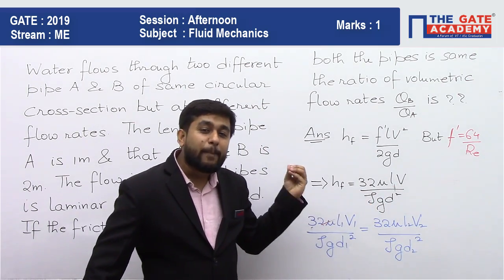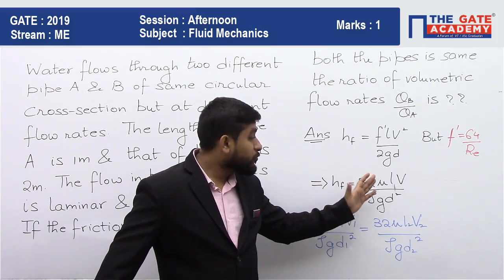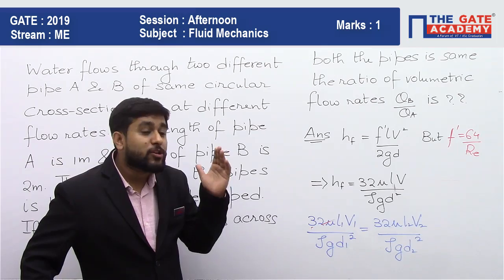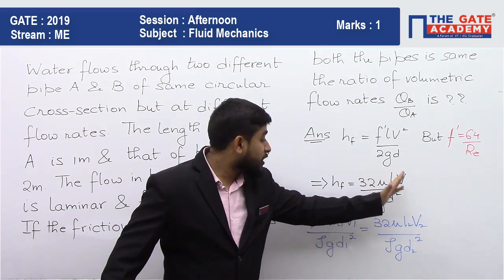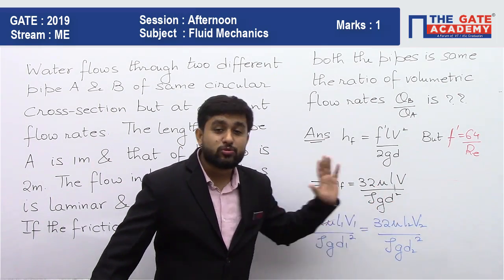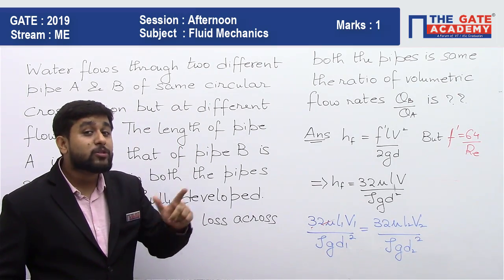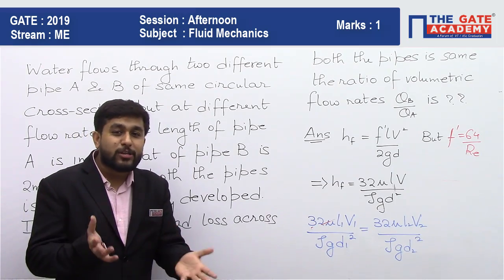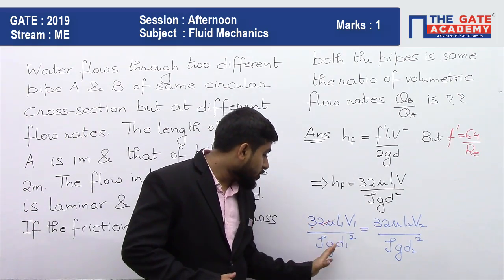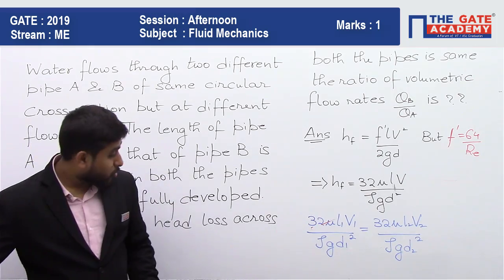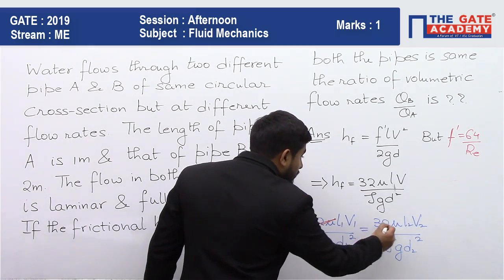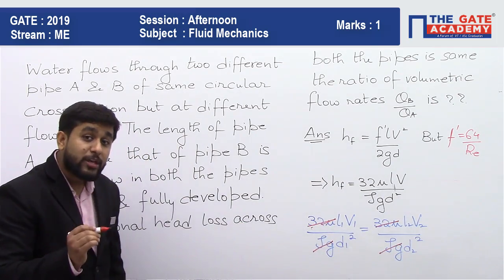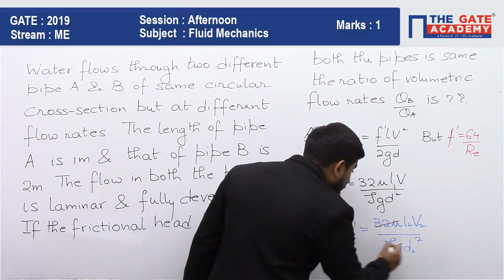So for pipe A, pipe 1, it will be written as 32 mu1 L1 V1 by rho1 g D1 squared. For pipe 2, it will be written as 32 mu2 L2 V2 by rho2 g D2 squared, right? But they are saying for both the pipes head loss are equal, so I have equated them. Now in both the pipes water is flowing, so mu and rho are same. So ultimately 32 mu will cancel out, rho g will cancel out, and also D1 and D2 are same, so this will also cancel out.